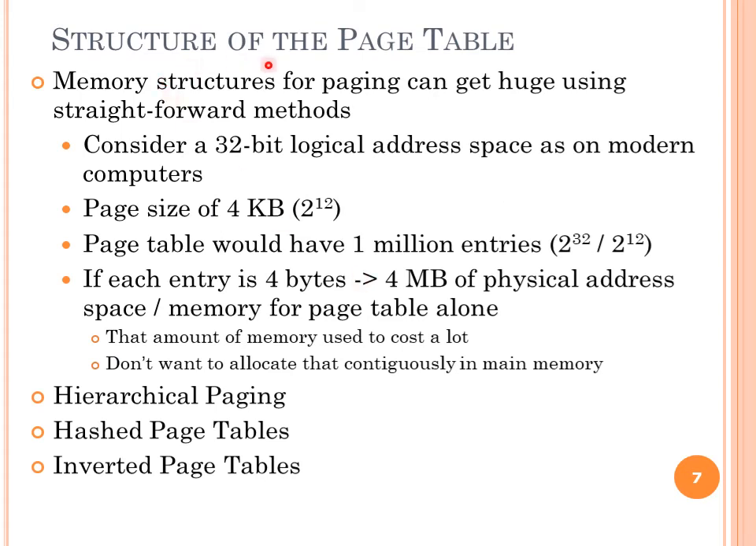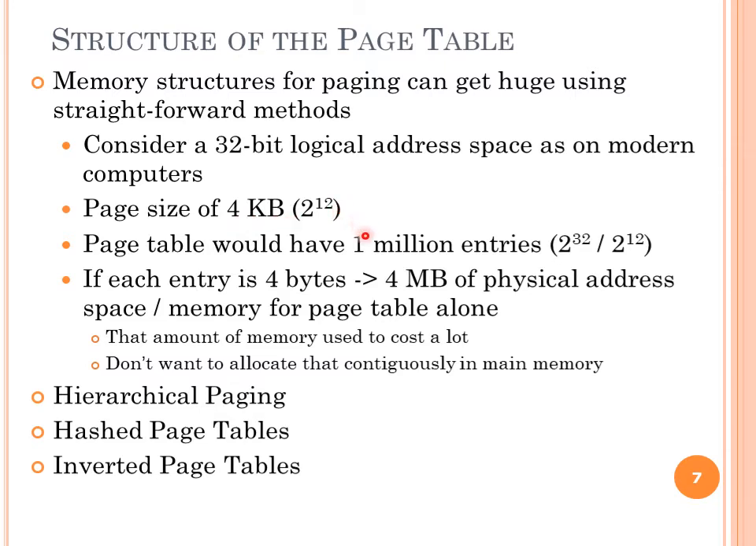Now we'll see the design of the page table. Memory structures for paging can get huge using the straightforward method, like the amount of memory required to store the page tables, not the pages, the page tables. So consider an example here. If we take a 32-bit logical address space and the page size we consider is 4 KB, that is 2 raised to 12. How? 2 raised to 10 is 1024, and 4 is 2 raised to 2, so it is 2 raised to 12.